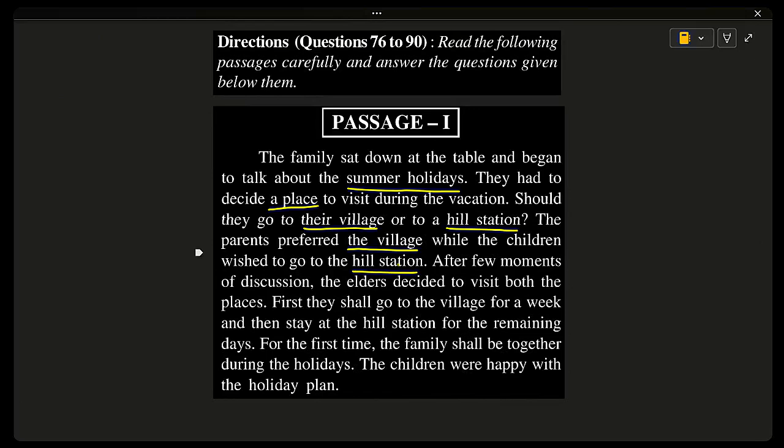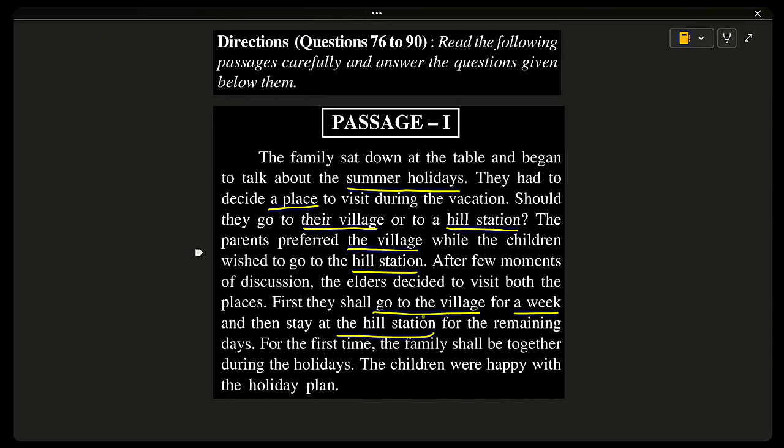So after a few moments of discussion, the elders decided to visit both the places. Oh, good. So they took the decision to visit both the places, village as well as hill station. First, they shall go to the village. The first part, they are going to the village for a week. They will spend about a week there, and they stay at the hill station for the remaining days. So how many days remaining? That many remaining days they will be going to the hill station.